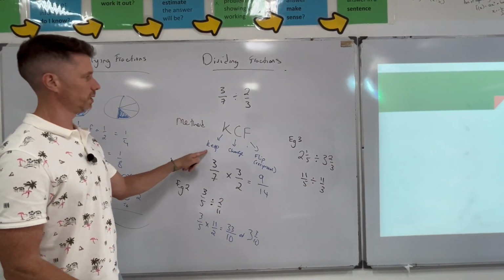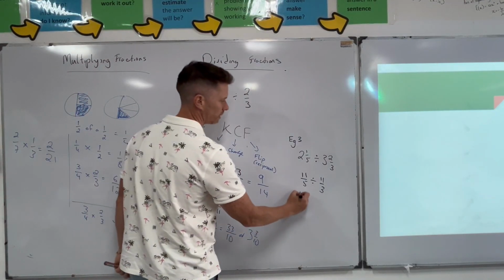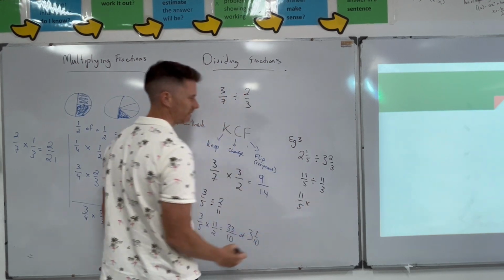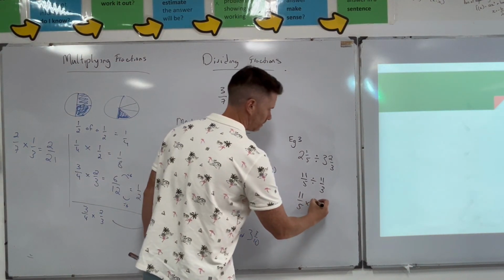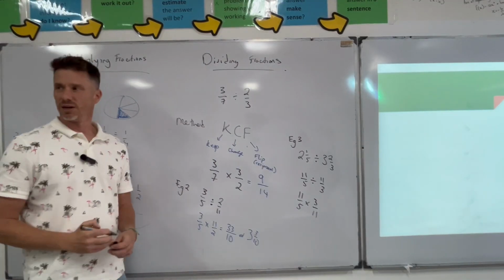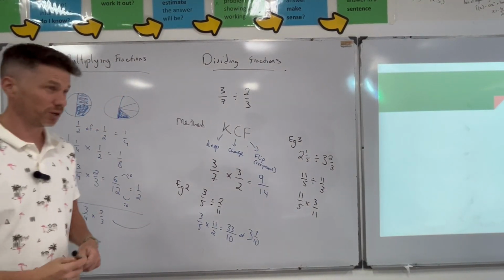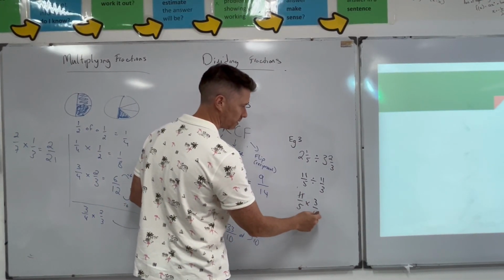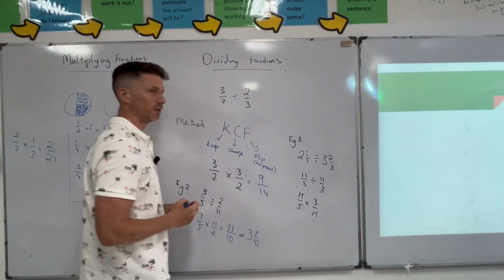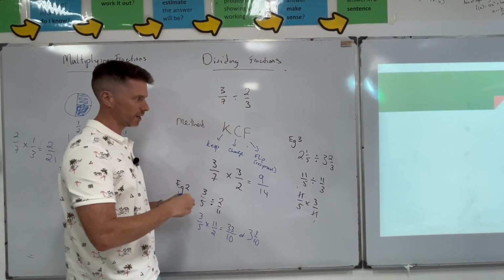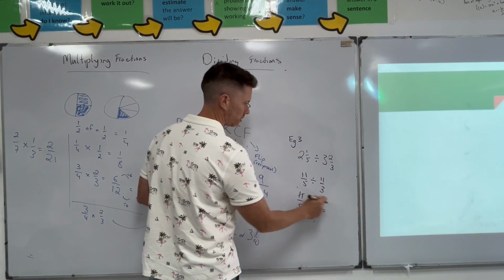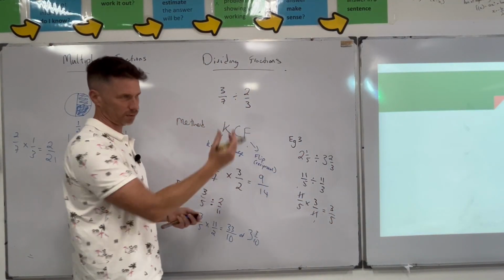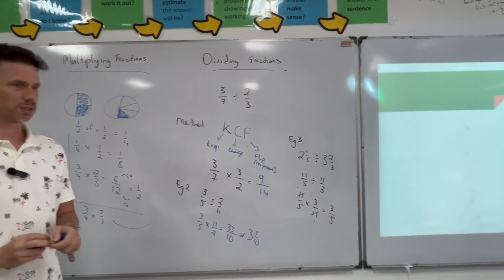So now I can use my keep, change, flip. Keep the first one, still 11 over 5. Change to multiply. Flip the second one, 3 over 11. Now this one you can do 33 over 55, or you can do a little pre-simplification. 11 fits into that once. 11 fits into that once. Makes it a little bit easier rather than dividing by 11 afterwards. 1 times 3 is 3. 5 times 1 is 5. Or you get 33 over 55 and then divide by 11. But 3 fifths is my answer here.